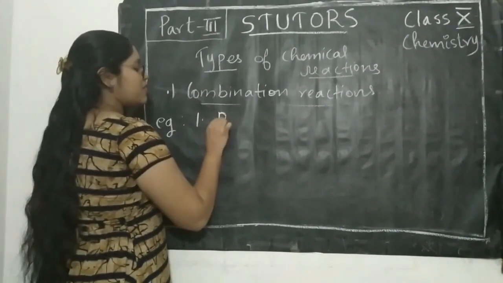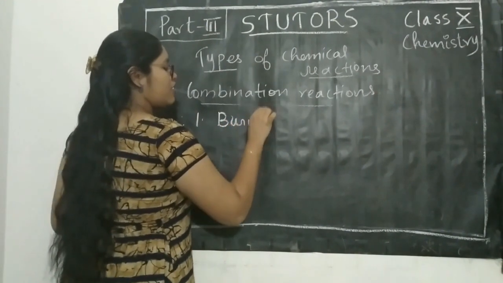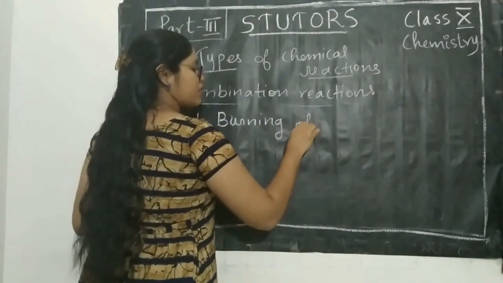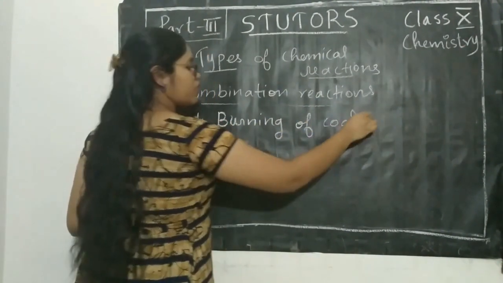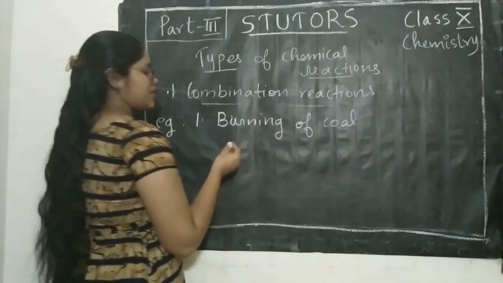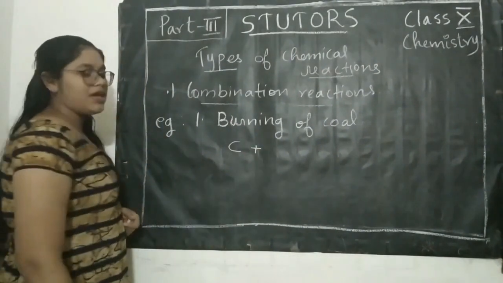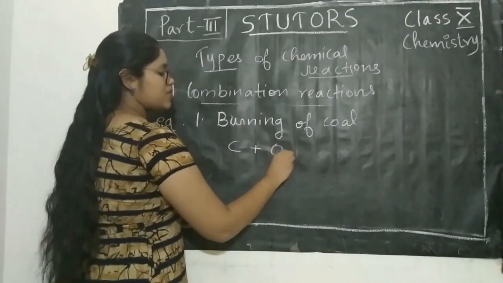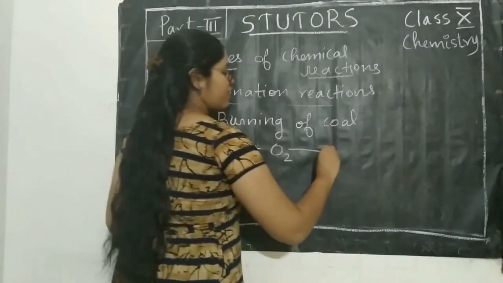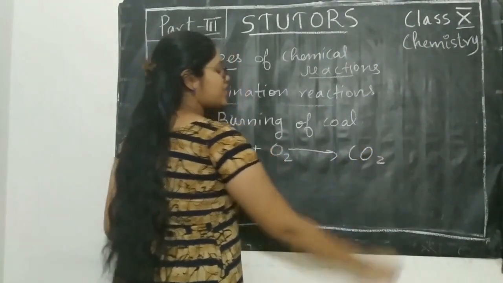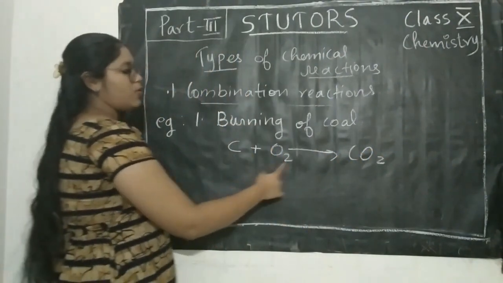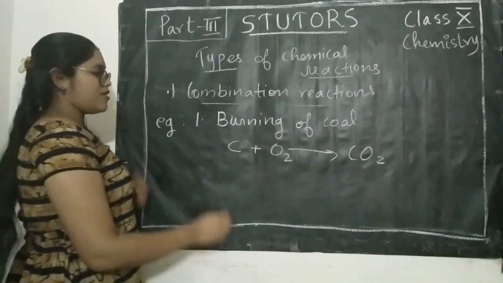First one is burning of coal. As we all know, coal is represented by carbon or C. Burning, a combustion process, requires oxygen and gives a single product, carbon dioxide. C plus O2 gives CO2. This is the first example.